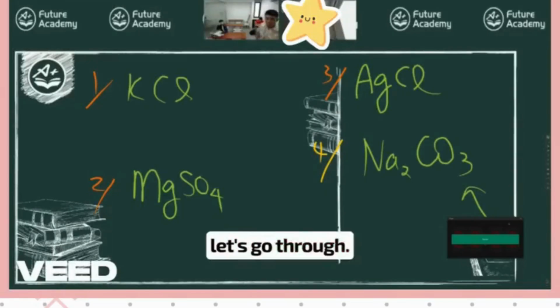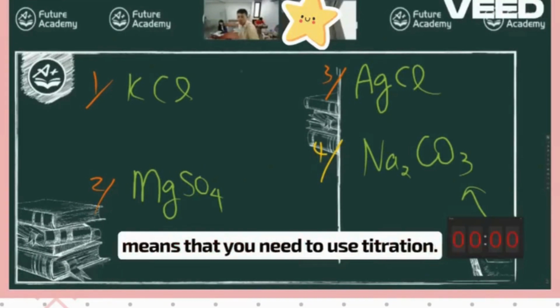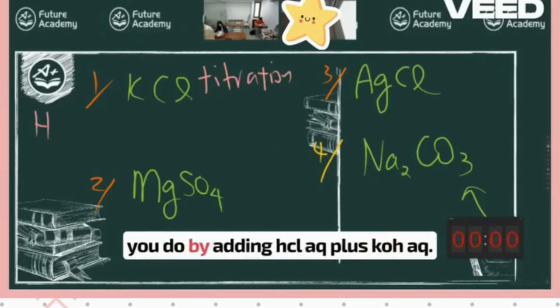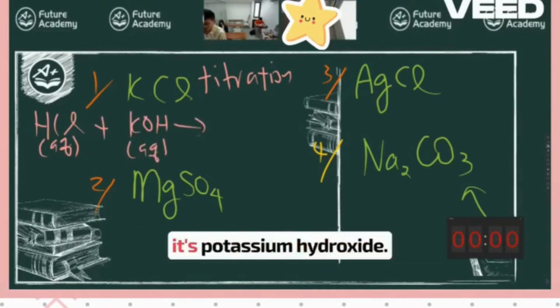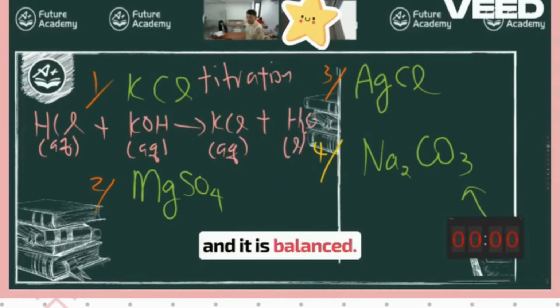Let's go through. The first is obviously a soluble salt, which means that you need to use titration. Okay, so how do you do titration? You do it by adding HCl (aq) plus KOH (aq). What's KOH? It's potassium hydroxide. And then you're going to get KCl (aq) plus water, and it is balanced.